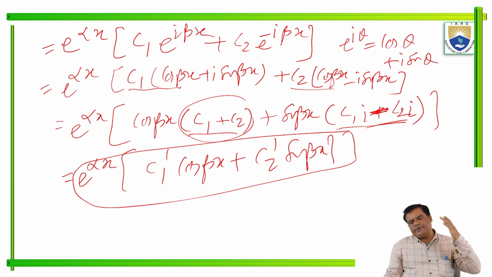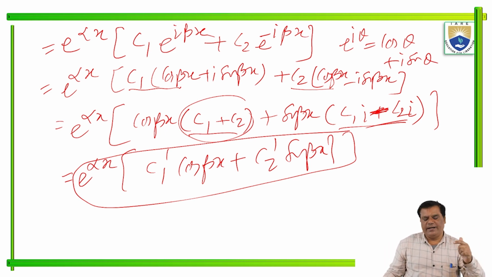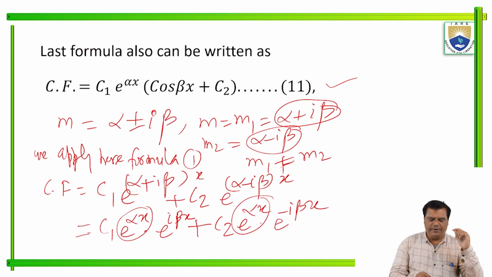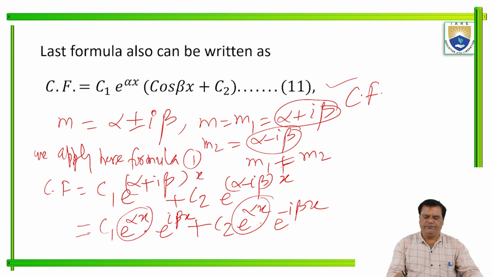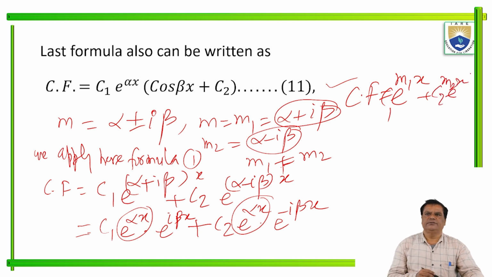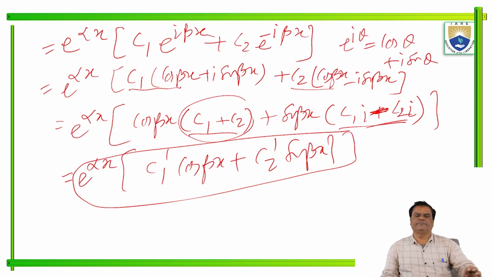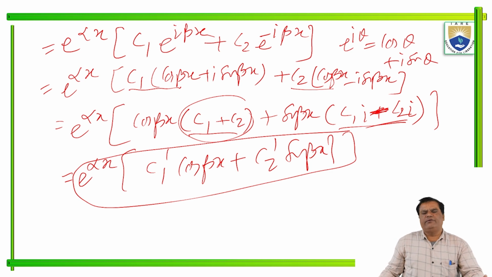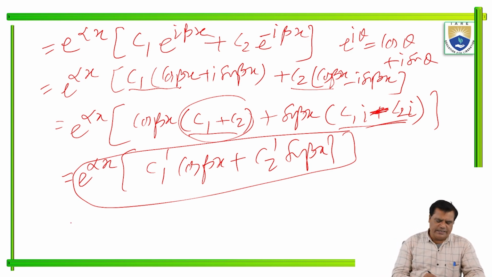Now apply the first formula, e to the power m1 x. Here I am applying the formula of CF: C1 e to the power m1 x plus C2 e to the power m2 x. Applying this formula, we get this formula for the imaginary case. We can convert this again into the second formula. So what is the second formula here?